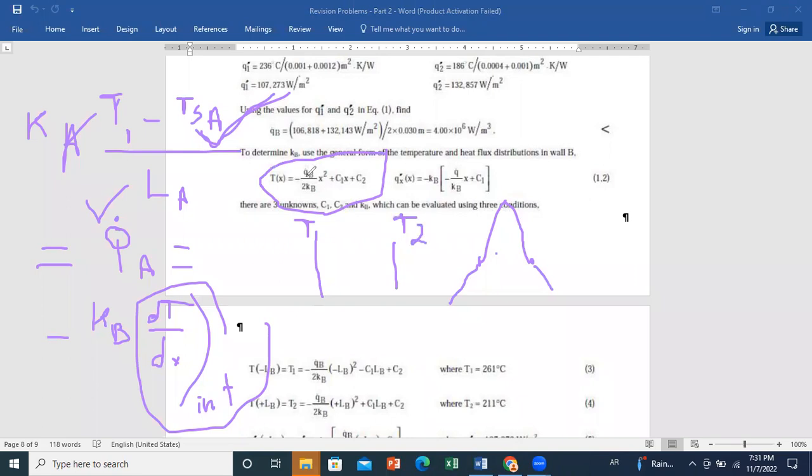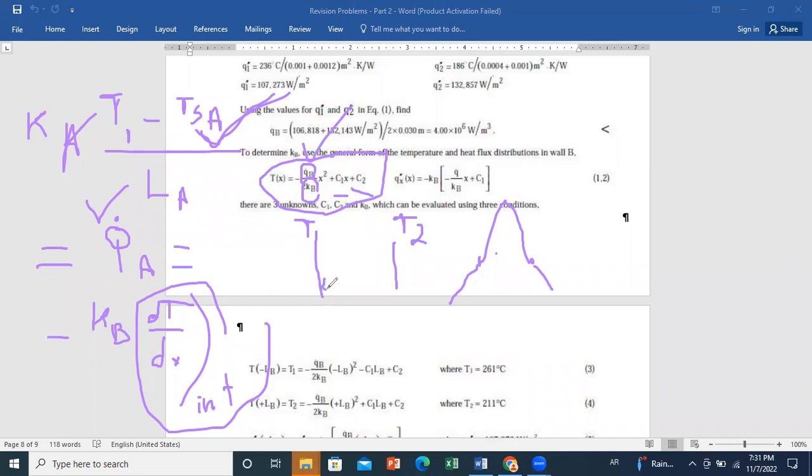Okay, and we already solved for Q dot B from what? From the energy balance. Whenever you take the overall energy balance of material B, you get Q dot B. So you still have only one unknown, which is KB. To deal with it, let us first find the constants C1 and C2. We need two boundary conditions to solve for C1 and C2.